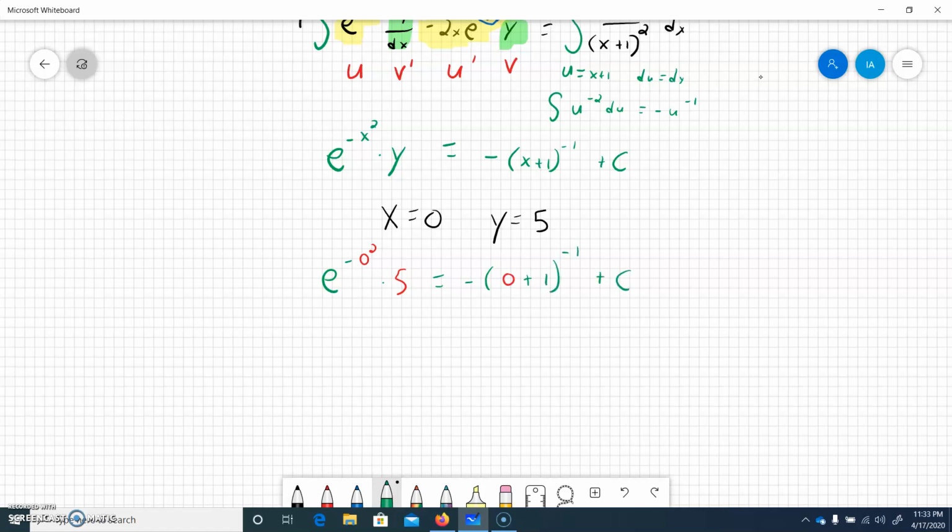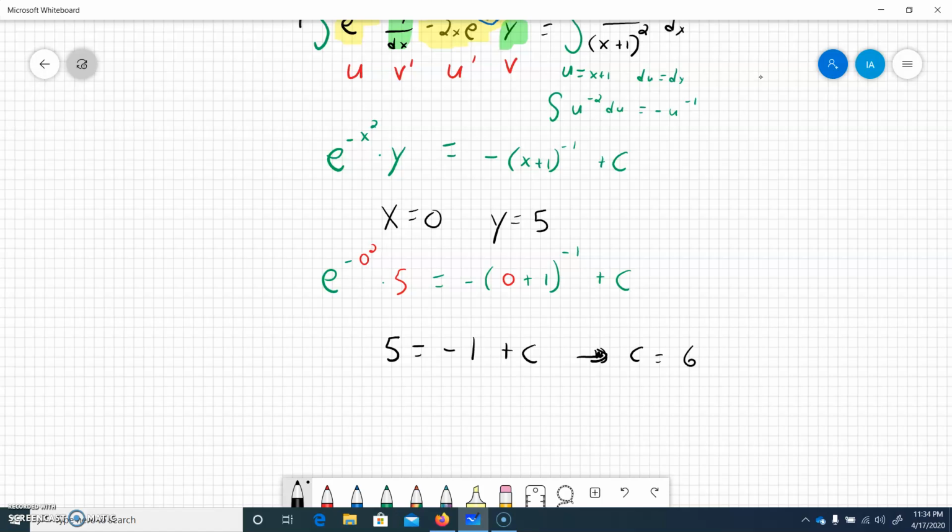So we plugged in our x and our y. Well, all this stuff over here doesn't go away. Keep in mind that anything to the 0 power is 1. So on the left-hand side, we get 5. We've got a negative 1 to the negative 1. So this is 1 to the negative 1, so basically puts the 1 on the bottom, but 1 over 1 is 1, and it's negative, so negative 1 plus c. So this leads us to c being 6, if we add 1 to both sides.